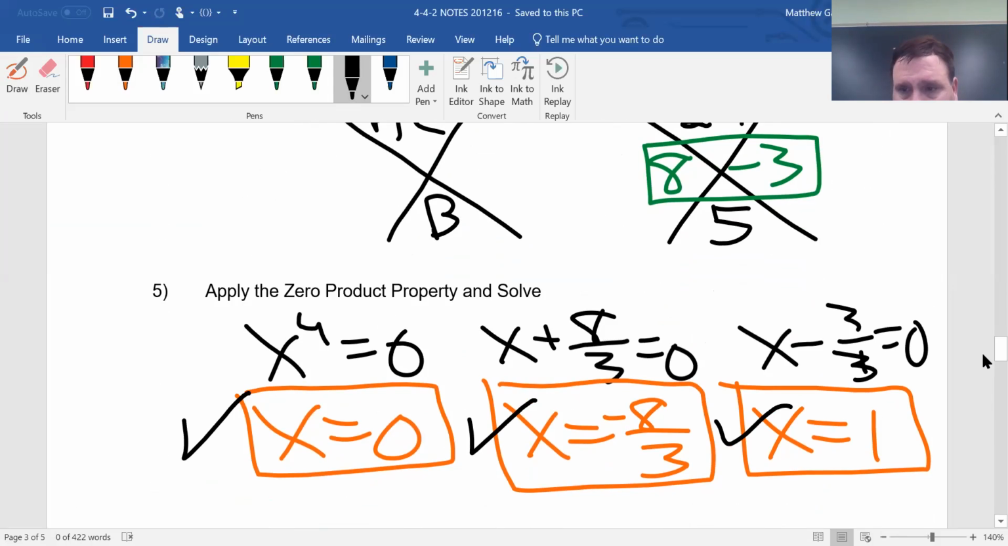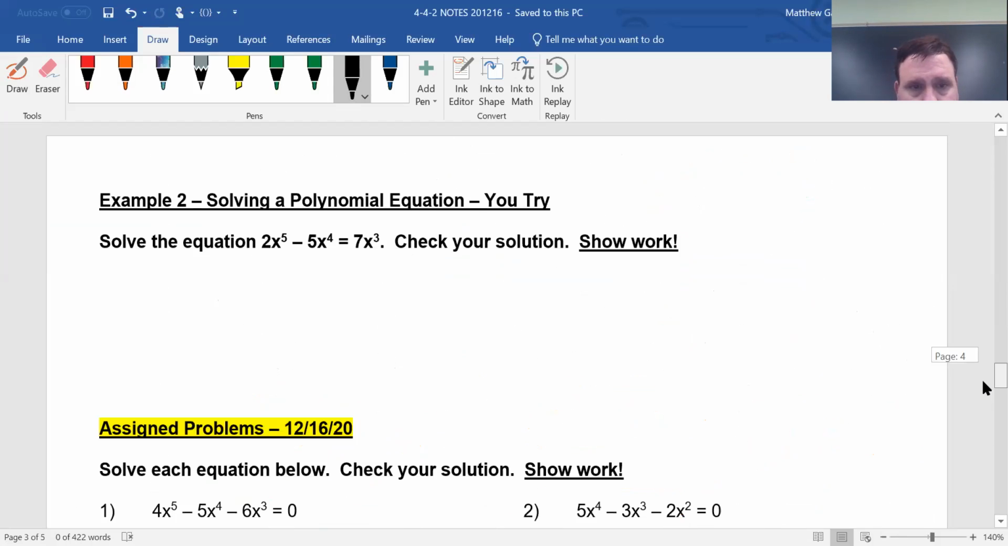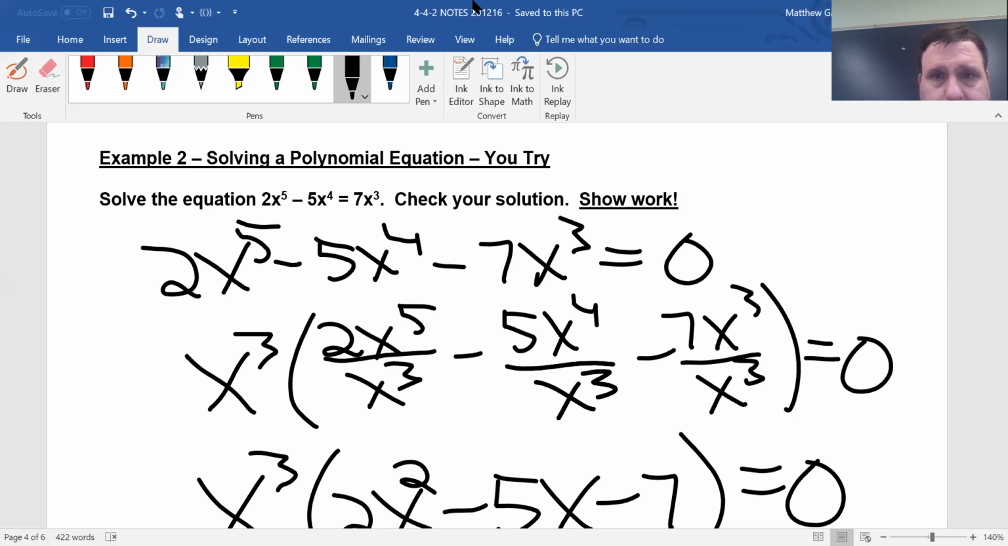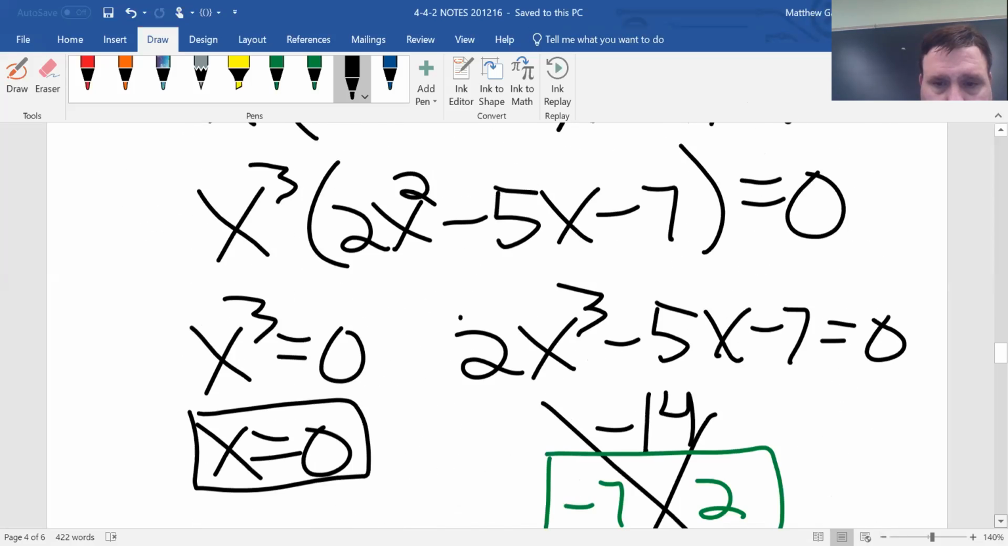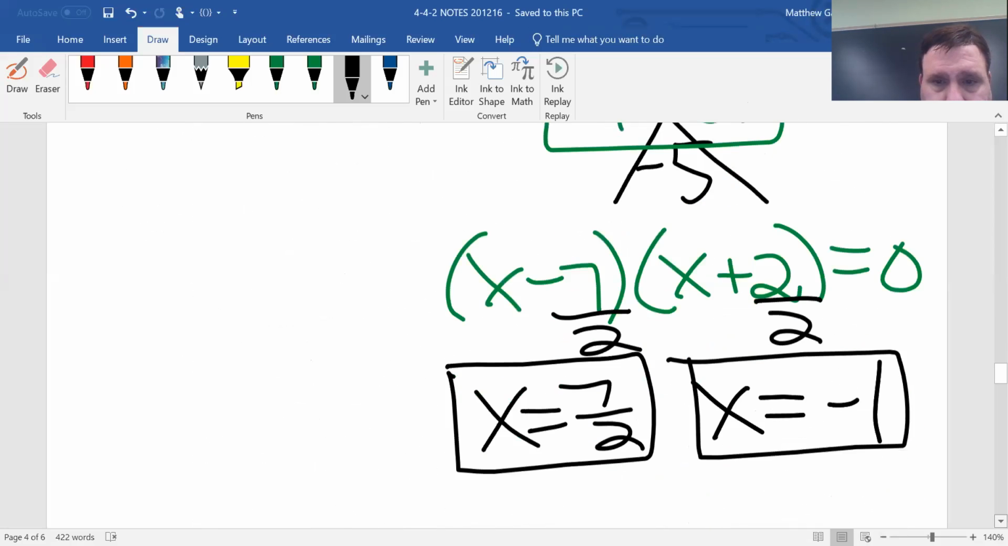You should try example 2 next. Try example 2 and go through those solutions. I'll be back to go over this with you. Okay, we're back. Let's make sure the answers in example 2 all check out. I'll show you in the graph in a minute.